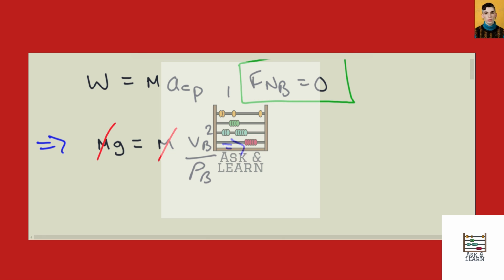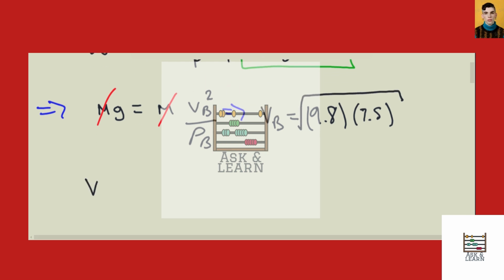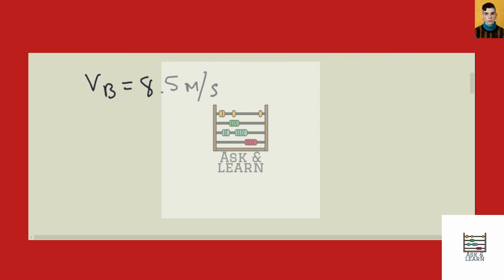So solving for vB, we got gravity, 9.8, times the radius of curvature, which is half of the height, so half of 15, 7.5, and all of it square root to get rid of the square. So we have vB, the velocity at point B, to be 8.5 meters per second. So now we can plug this back into our energy equations to find the height.